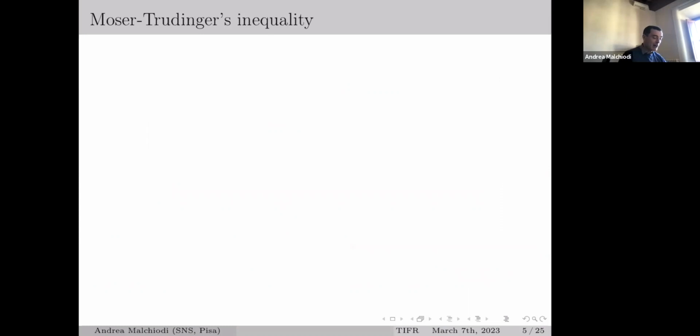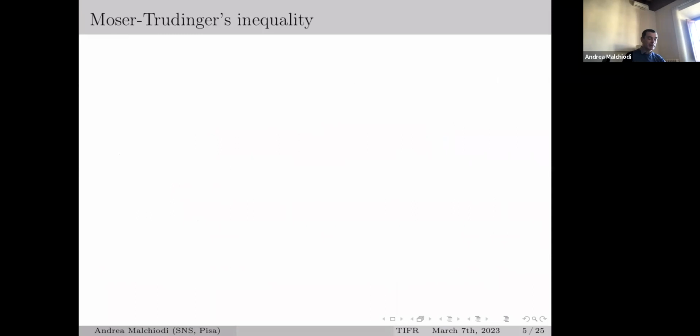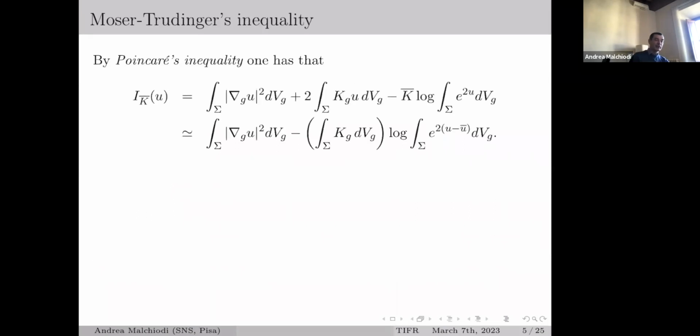Okay, so how do you find then the critical points of this energy? A fundamental tool is the Moser-Trudinger inequality, which I will briefly recall. First of all, let me try to simplify this energy a bit. I use the Poincaré inequality, and for the Poincaré inequality, this linear term is sort of lower order compared to this one. So I can basically replace U by the average in this formula, and then you get to this simplified expression.